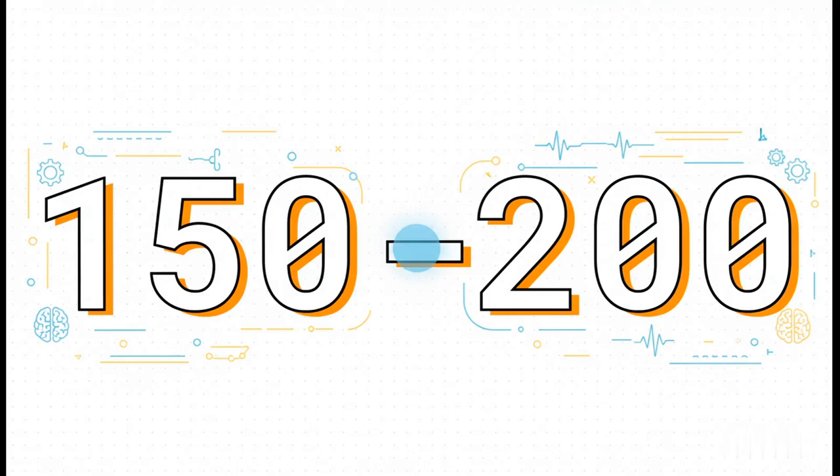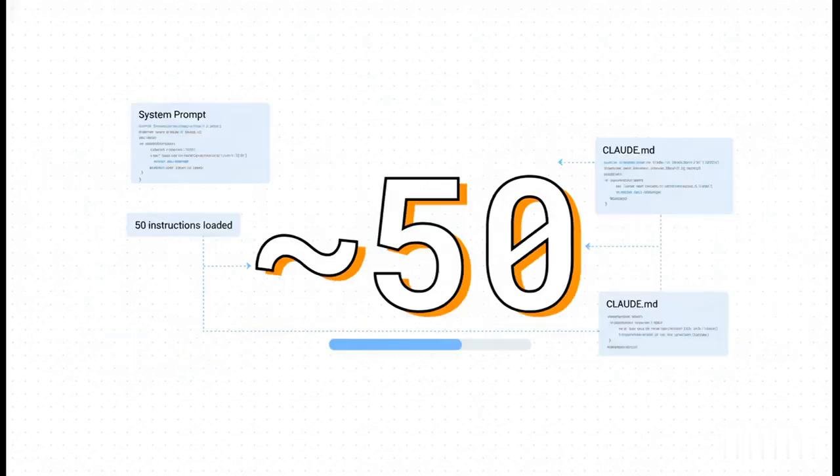So let's get into the data. What's absolutely wild is that research shows even the most powerful, cutting-edge AI models have a hard limit. They can only reliably follow about 150 to 200 different instructions at once. Think of it like a surprisingly short attention span. And here is the real kicker. Before your CLAUDE.md file is even looked at, the AI has already been given about 50 instructions from its own system prompt. That means almost a third of its total brain power for following rules is used up before you've even said a word. The space you have to work with is way smaller than you think.